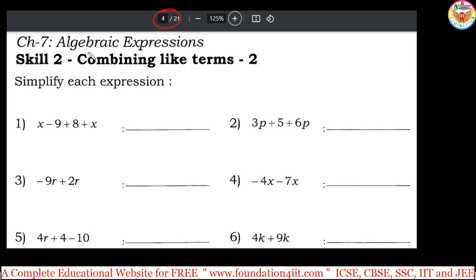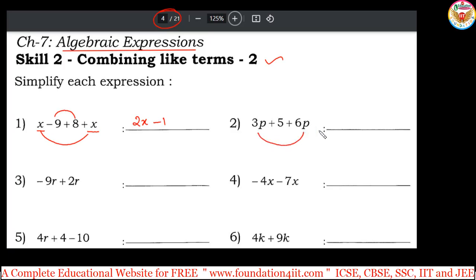Next skill to improve in this algebraic expression is combining the like terms. Like terms means having the same variable, right? x is the variable, and x plus x is 2x. -9 plus 8 is -1. Already you learned in integers. Only like terms we can combine.